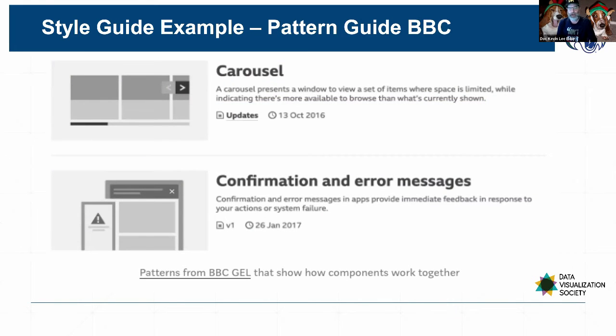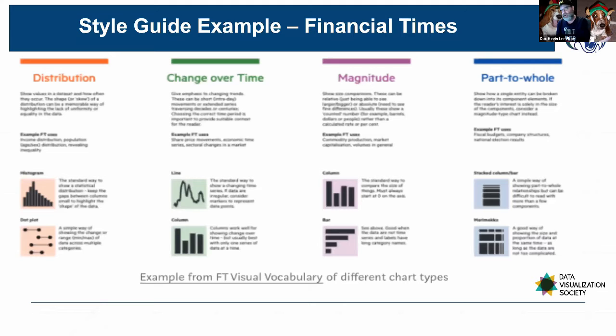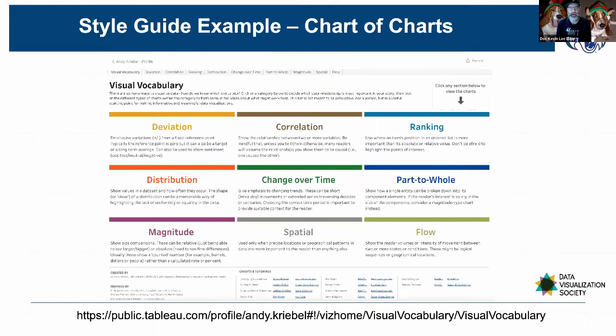Pattern guides, going back to the BBC, there are some really good pattern guides and things you want to do. What happens when I get an error message? How do I know what that error message is? Just so many great examples. And I'm sure if you've been doing this for a while, the Financial Times has their visual vocabulary. And Andy Kirk has a great chart that's out there. And everybody has copied it and stolen it from him when he allowed people to download it. And so you can find this all over the place. But please credit Andy for doing this.